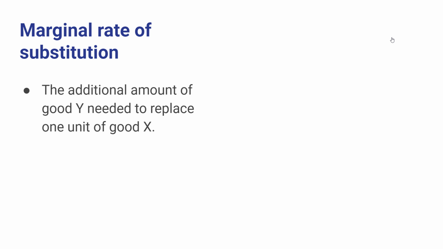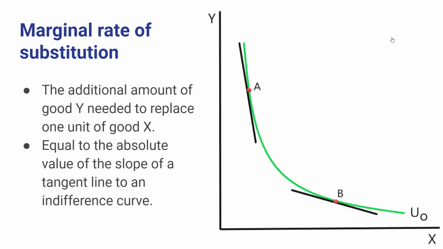of substitution to be the additional amount of good Y, the good on the vertical axis, needed to replace 1 unit of good X. What happens, though, is that turns out to be nothing more than the absolute value of the slope of a tangent line to an indifference curve at that point. When we have a large amount of good Y but a small amount of X, the amount of good Y you're willing to trade off to gain an additional unit of X is relatively high.